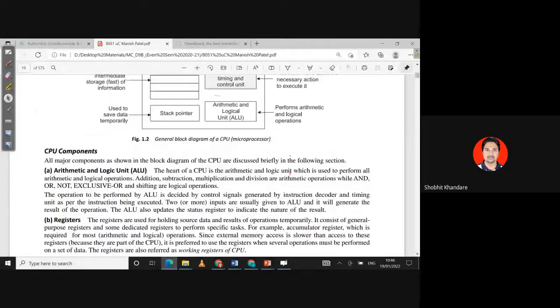Once this is explained, now let me show you the block diagram.